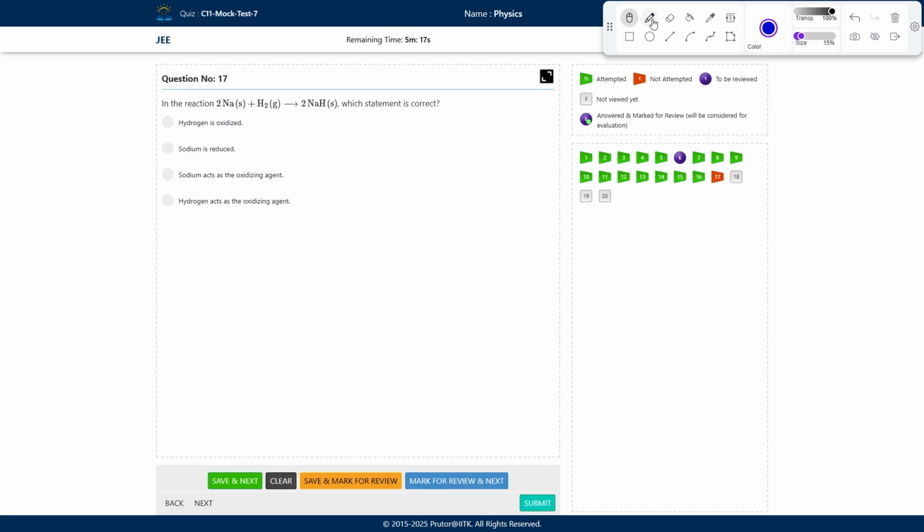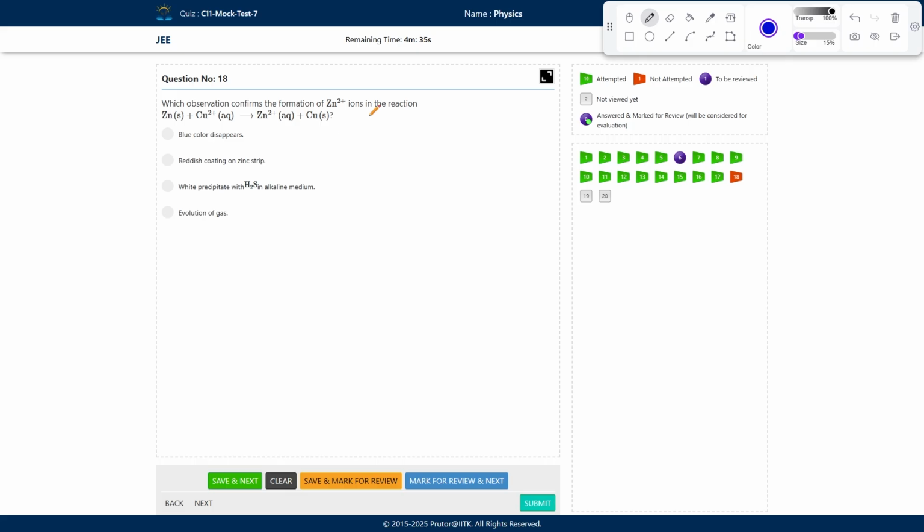Next question. In the reaction 2Na plus H2 giving us 2NaH, which statement is correct? I think we have seen this question. The correct answer was that sodium is getting oxidized. And if it is getting oxidized, then it will act as a reducing agent. So this is obviously not correct, and this is also not correct. What about hydrogen? Yes, this will act as an oxidizing agent, because if sodium is getting oxidized, that means hydrogen is getting reduced. And if it is getting reduced, then it is acting as an oxidizing agent. So the correct option will be the last one. Next question.